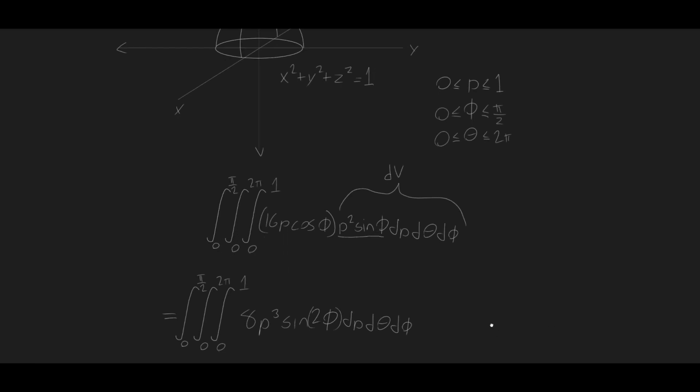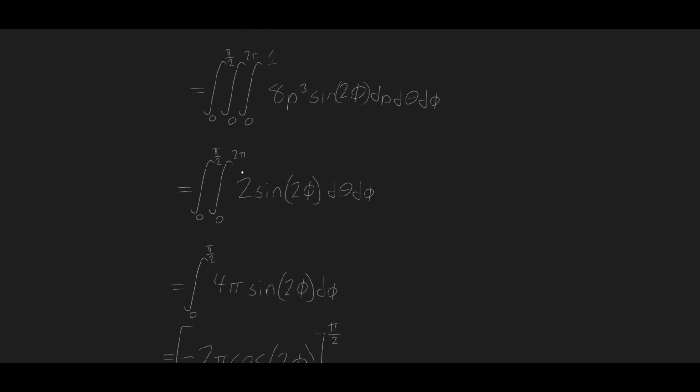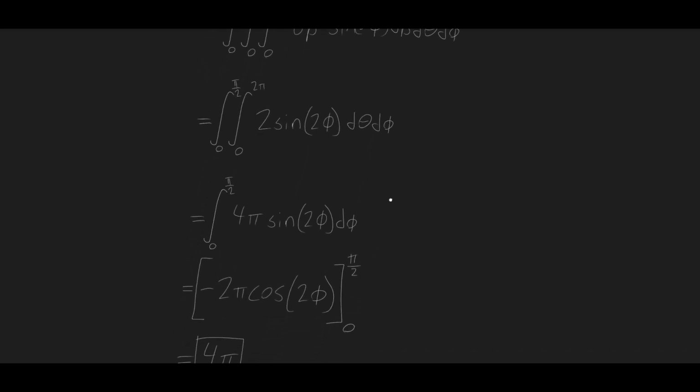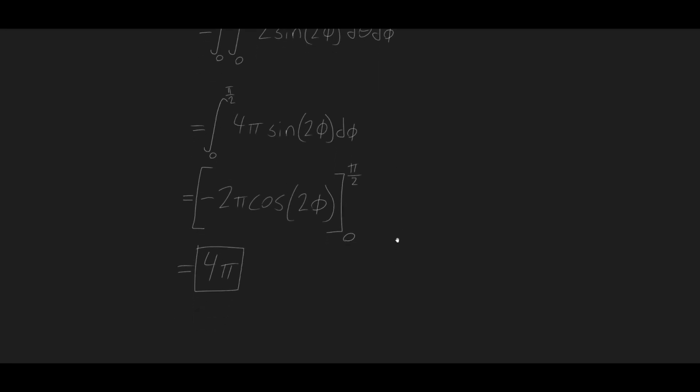And then we solve this triple integral like we did in the previous videos, and we see that this equals 8 rho cubed times sine of 2 phi, and then we take the integral with respect to rho, and we get 2 sine of 2 phi. Then we take the integral with respect to theta, and we just multiply by 2 pi. So we get 4 pi times sine of 2 phi. Finally we take the integral with respect to phi, and we get minus 2 pi times cosine of 2 phi, and we evaluate it from 0 to pi over 2, and we find that it equals 4 pi. And so what this answer represents is the mass of that region or volume that we integrated over.